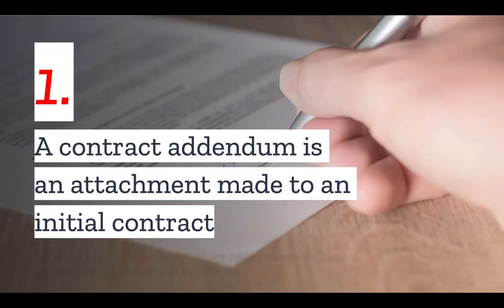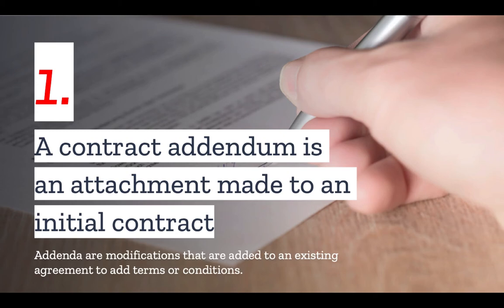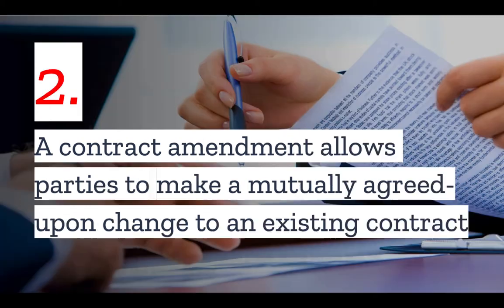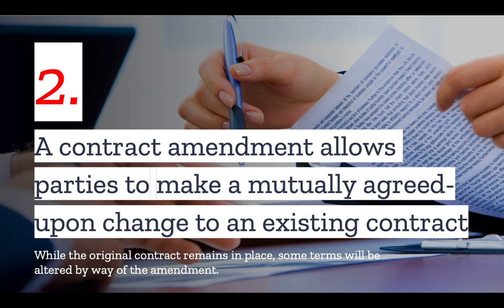Number 1. A contract addendum is an attachment made to an initial contract. Addendums are thus used to add terms or conditions without significantly altering what is contained in the original document. Number 2. A contract amendment allows parties to make a mutually agreed upon change to an existing contract. The original contract will remain in place, but some terms will be altered by way of the amendment.